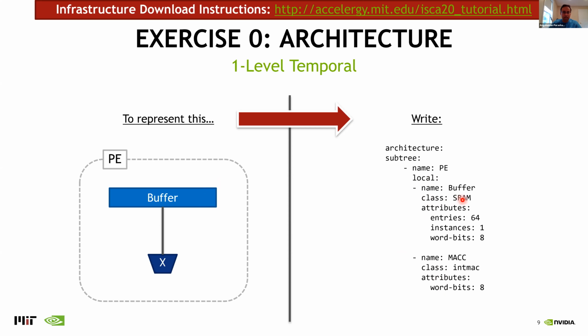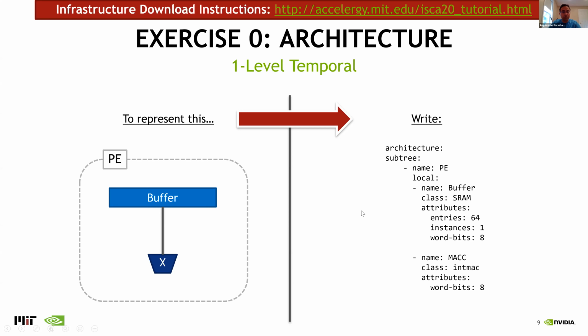The buffer has a class called SRAM, and you'll understand what these classes mean when Nellie talks about Accelergy later on. And then you've got these attributes which describe, oh, this buffer has 64 entries, the number of instances, we'll get to instances later, the word width, etc. And the attributes are specific to the class. So for example, the MAC is of course a completely different class from the buffer. And so it has a word width that is shared, but it may have a variety of other attributes that the buffer doesn't understand. Okay, so that's the architecture.